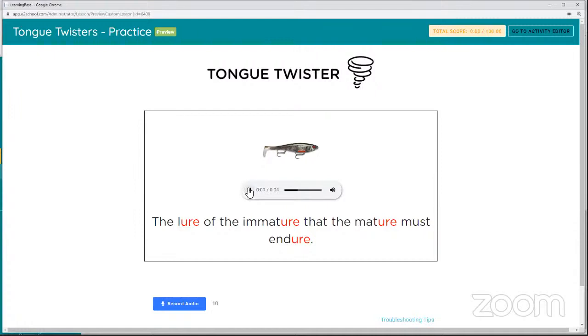The lure of the immature that the mature must endure.